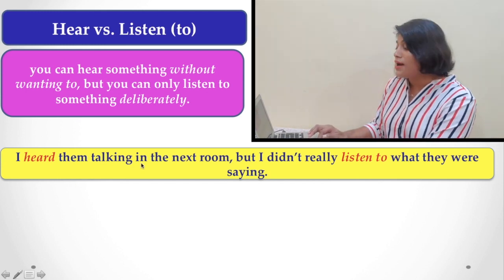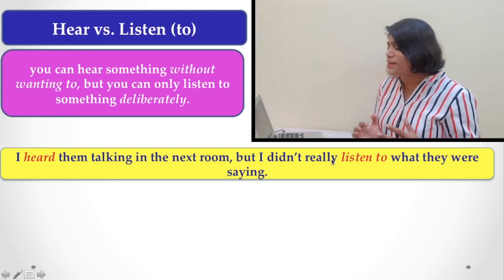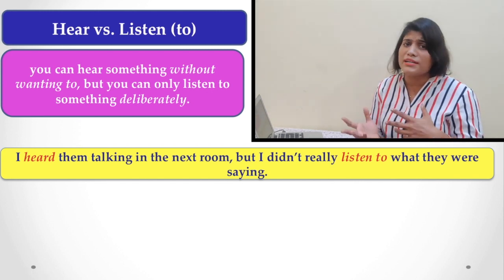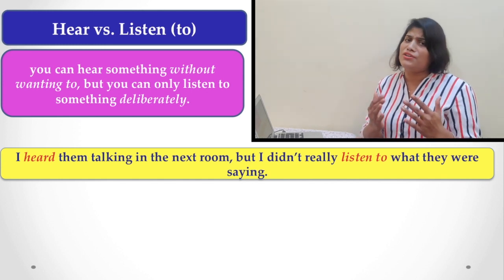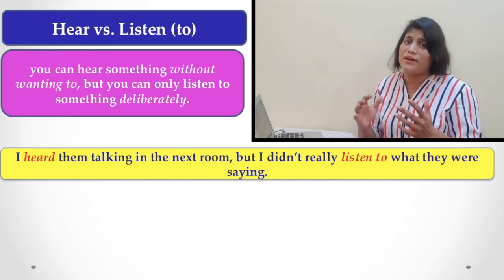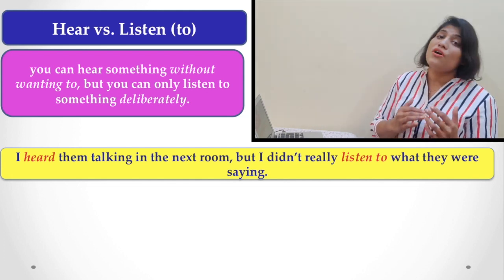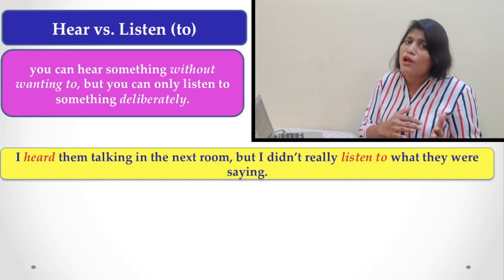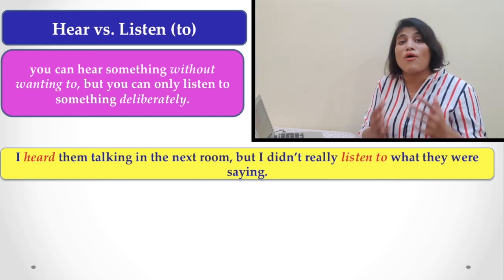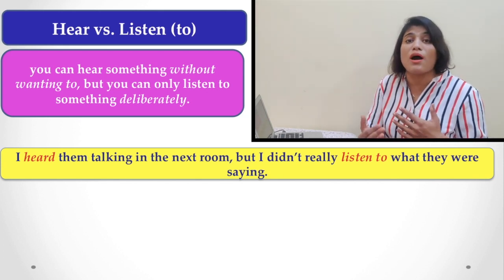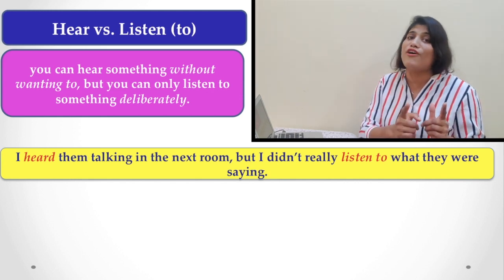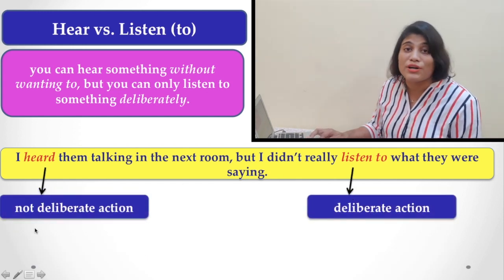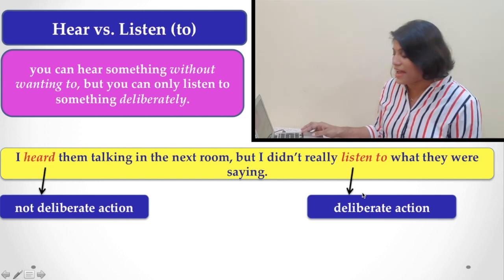I heard them talking in the next room, but I didn't really listen to what they were saying, because I was not paying attention, or I was not interested in what was going on in the next room. So when we are using the verb heard, it means that we may want to hear or we may not. But when we are talking about listen, it means that we are deliberately involved in the action of listening. Hear is not a deliberate action, but listen is a deliberate action.